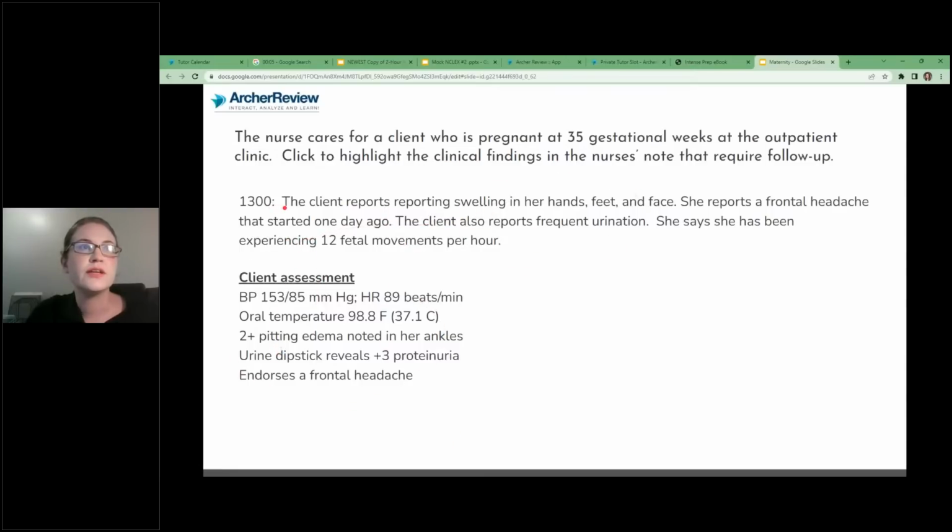So 1300, the client reports, I don't know why that's their choice. So the client reports swelling in her hands, feet, and face. She reports a frontal headache that started 1 day ago. The client also reports frequent urination. She says she has been experiencing 12 fetal movements per hour. So what out of this portion of the question would you guys highlight? And remember, it's the abnormals you're going to highlight. What's not okay here?